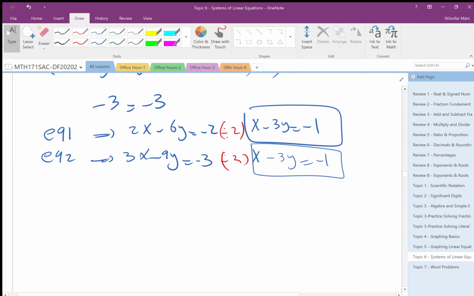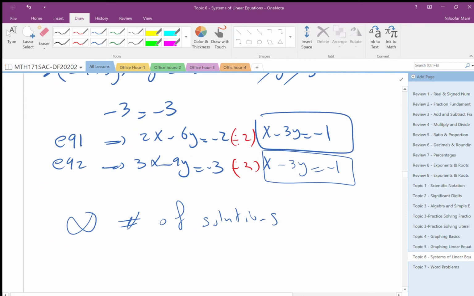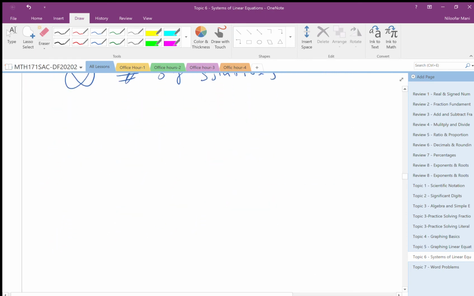So you can choose whatever for x and then find a y. So that's why you have infinity number of solutions in this case, when you reach something which is always true, like here, minus 3 equal minus 3. Okay, and I showed you. Okay, so how about this?